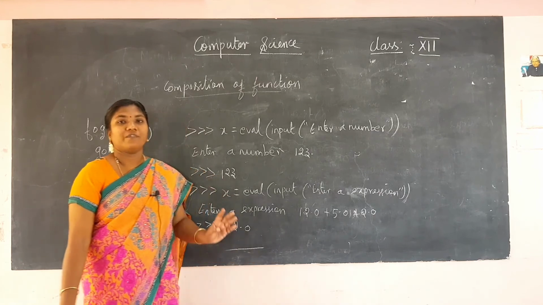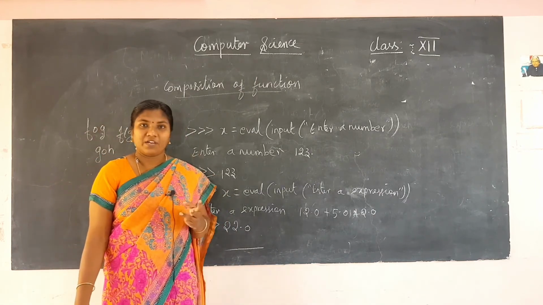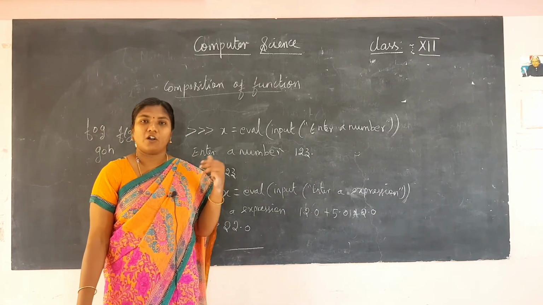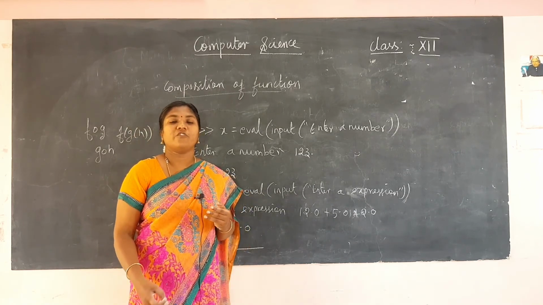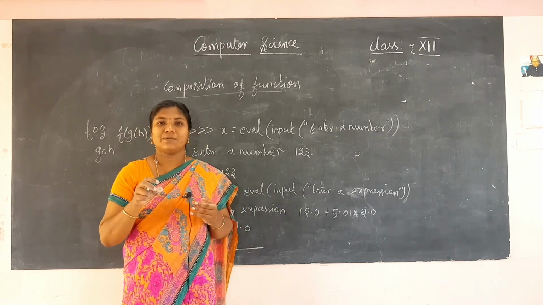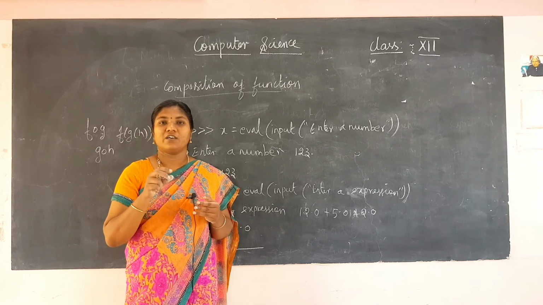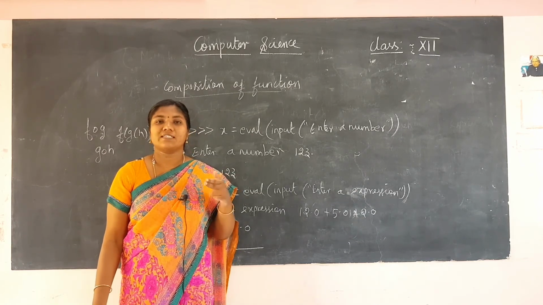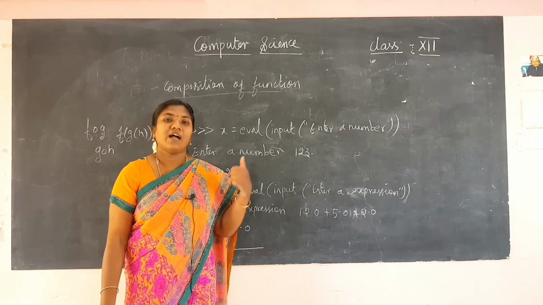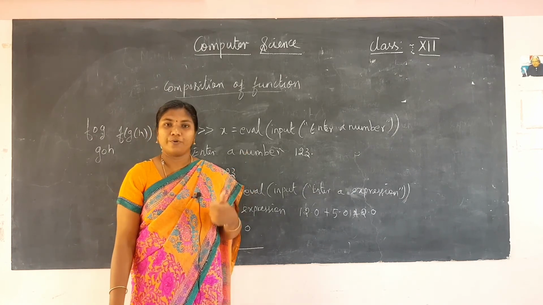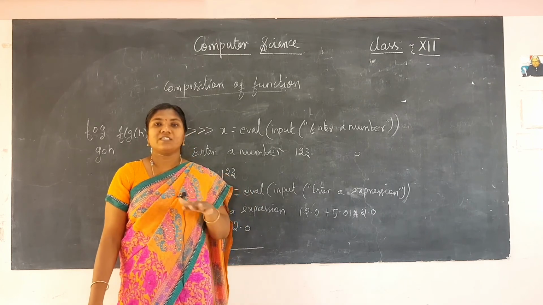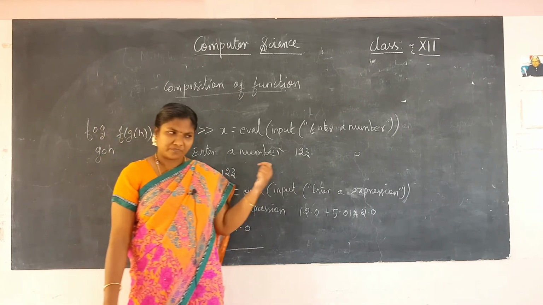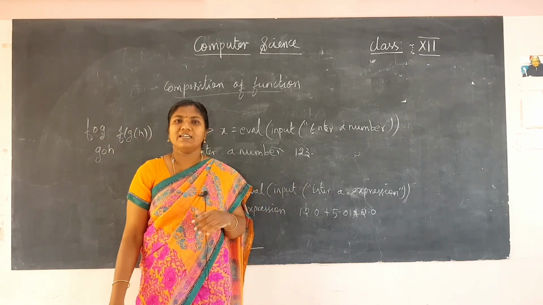So today we have learned about the lambda function, that is lambda function or anonymous function. It is used for simple functions. Next we learned the recursive function. You know very well, it's a function which calls itself. And we learned another concept, that is composition of functions. With this, the 7th chapter, the types of functions, is finished.